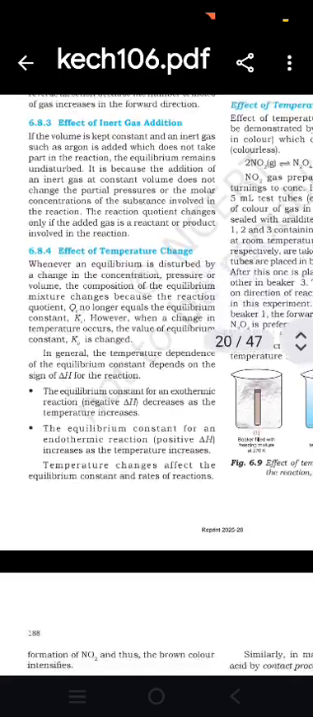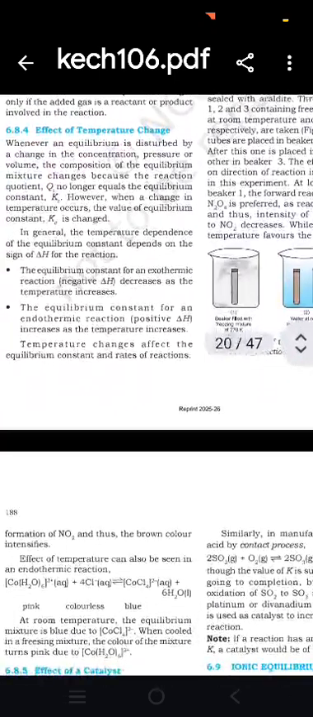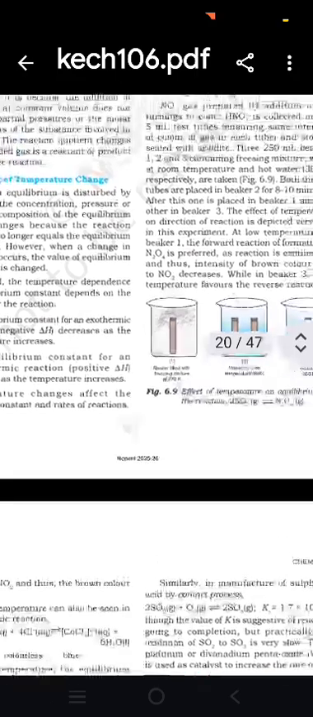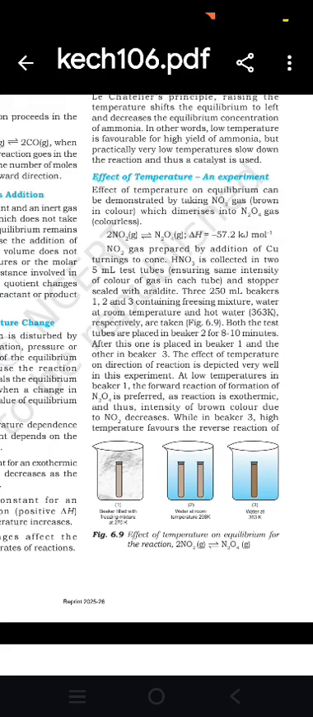Effect of temperature. In general, the temperature dependence of the equilibrium constant depends on the sign of ΔH of the reaction. The equilibrium constant for an exothermic reaction decreases as temperature increases. The equilibrium constant for an endothermic reaction increases as temperature increases. Now we will look at the effect of temperature in an experiment.